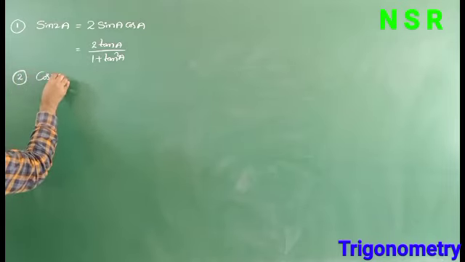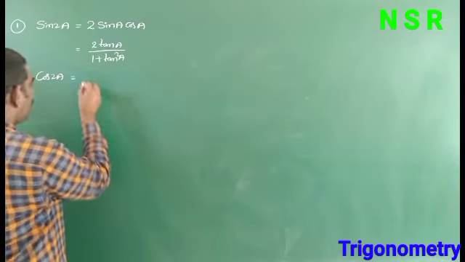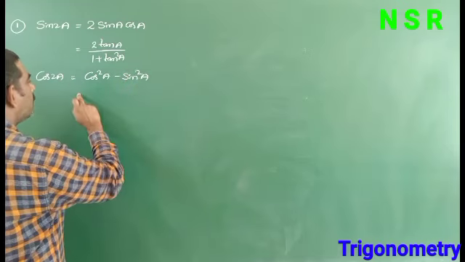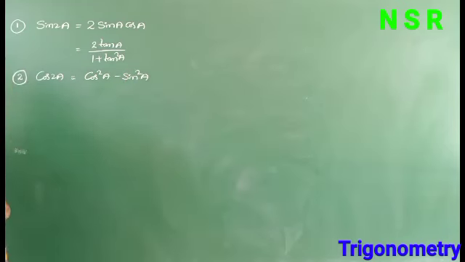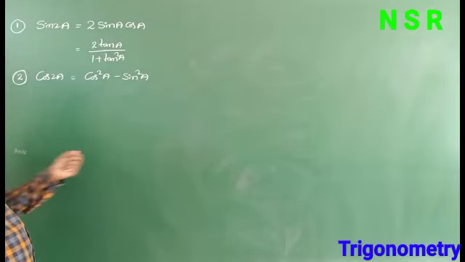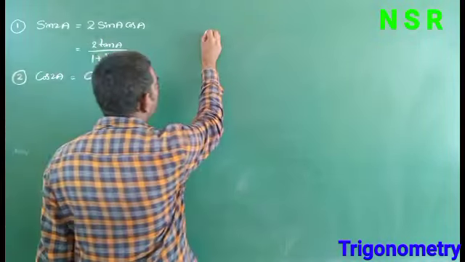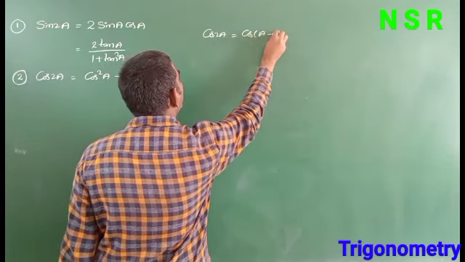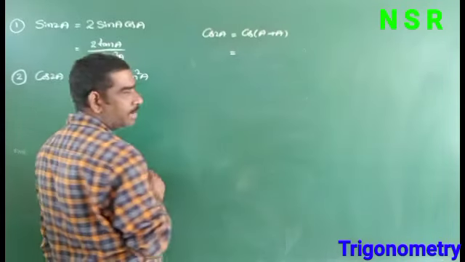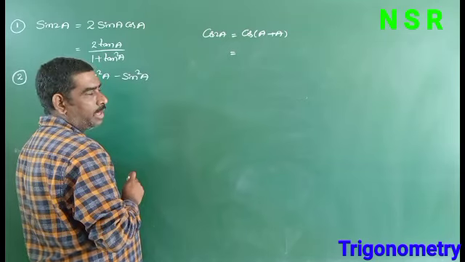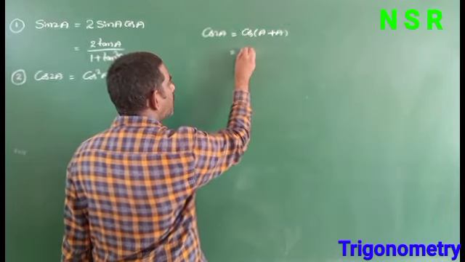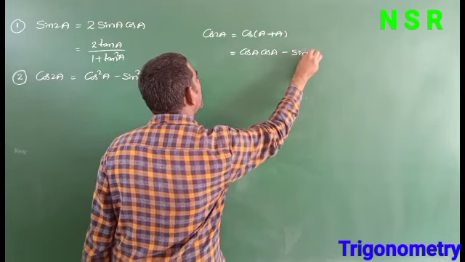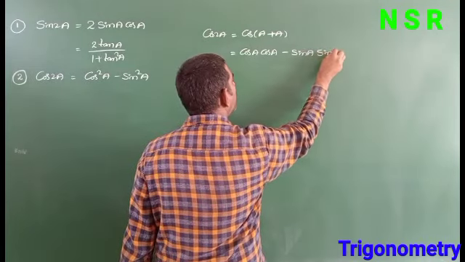Next, cos 2a. So the cos 2a formula is cos square a minus sin square a, in terms of sin and cos. Again, we have cos 2a formulas in sin terms, cos terms and tan terms. So how do we get these formulas? First, cos 2a. We can write cos 2a as cos of a plus a. So apply here cos a plus b. Cos a plus b equal to cos a cos b minus sin a sin b. But in place of b you write a.